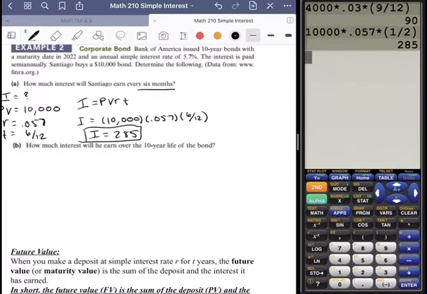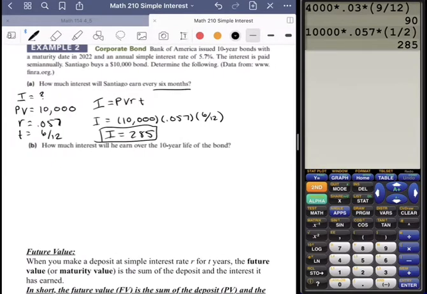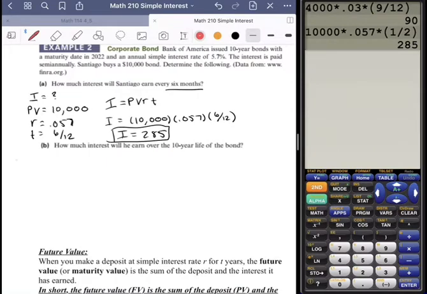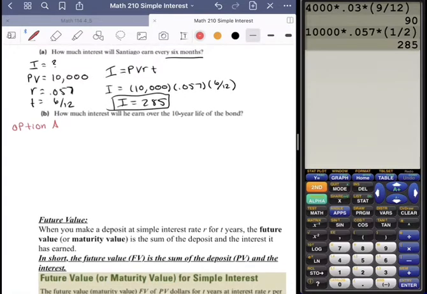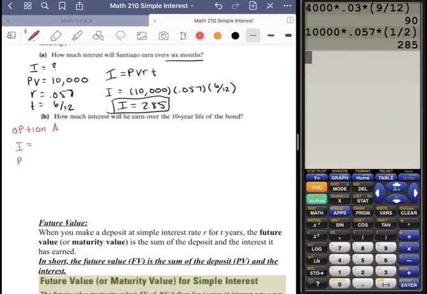Now it states, how much interest will he earn over the 10-year life of the bond? Well, this one has two options of answering it. So let's do both. Option A. We can go through the whole process. And the whole process would be, again, interest equals present value, rate, time. Interest, that's what I'm looking for. Present value is 10,000. Rate is 0.057. And time, this time would be 10 because it's 10 years. So I have interest equals 10,000 times 0.057 times 10.